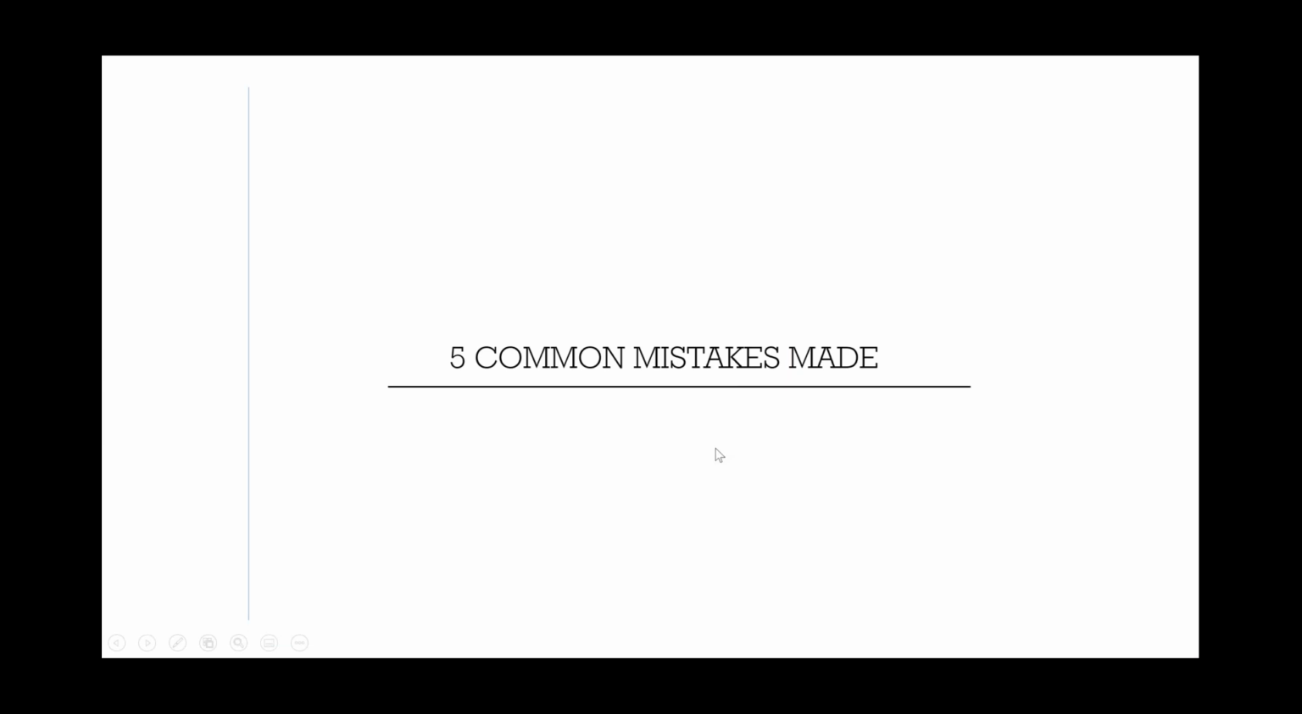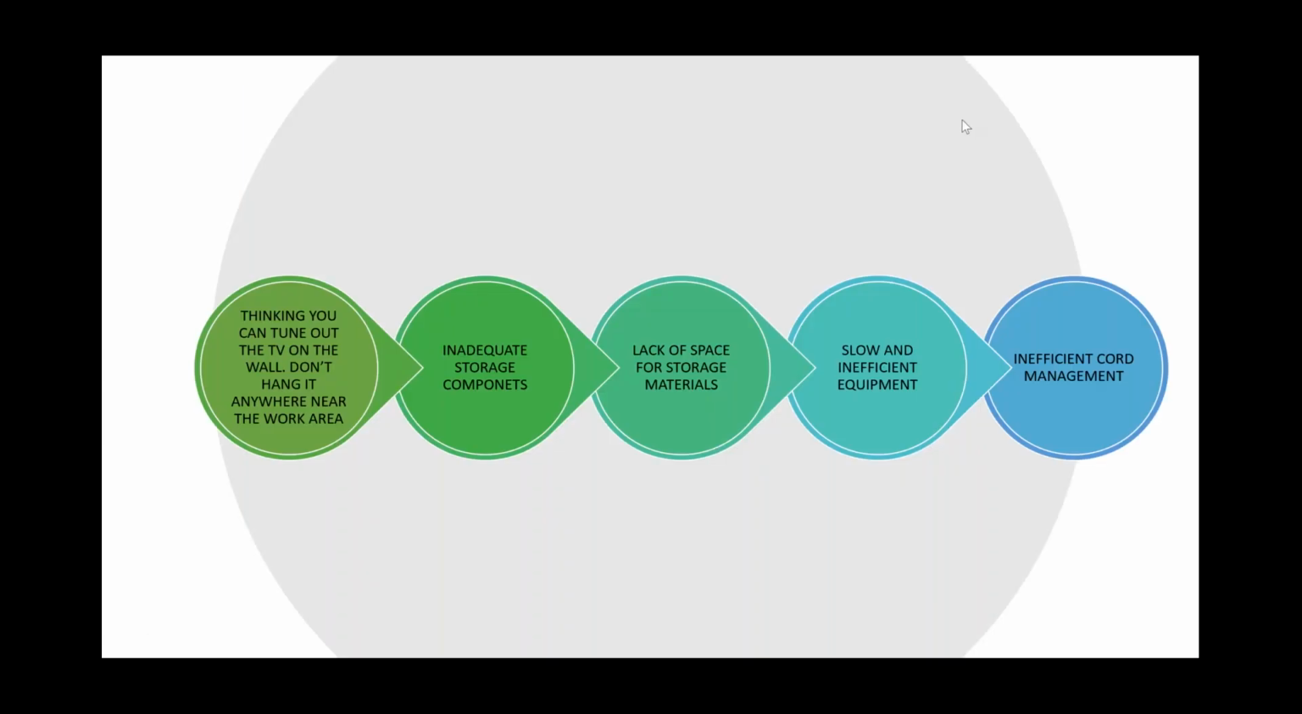Okay, five common mistakes made. Interesting ones. Thinking you can tune out the TV on the wall. Don't hang it anywhere near the work area. You get caught up in the trap of being distracted.